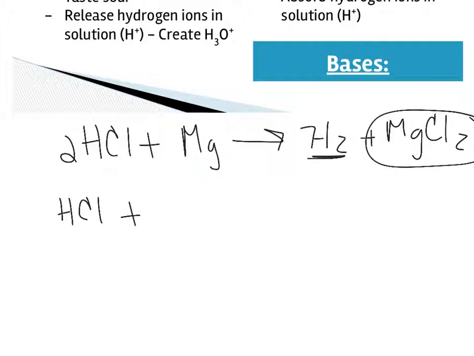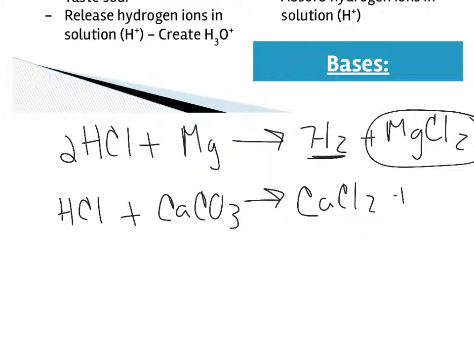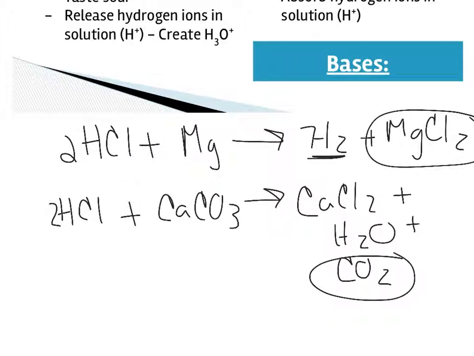But if we do HCl reacting with chalk, calcium carbonate, it would fizz up. It's going to form CaCl2. It's going to form, let me balance that, H2O. And it's going to form CO2. So primarily the CO2 is what we are looking at here.